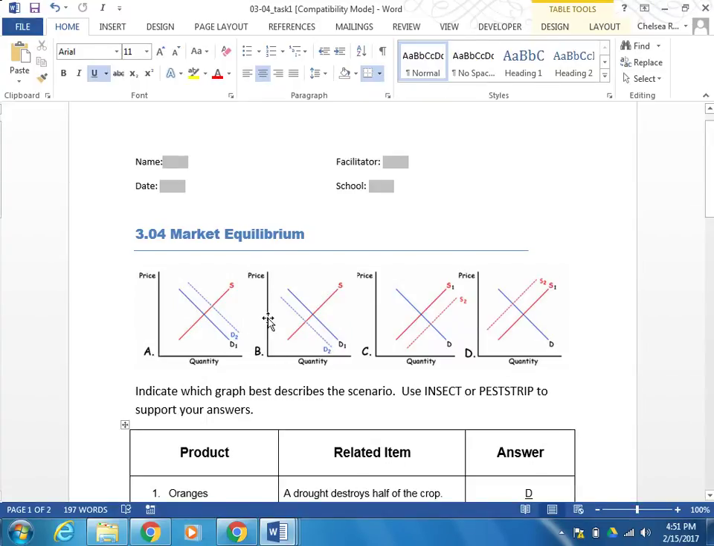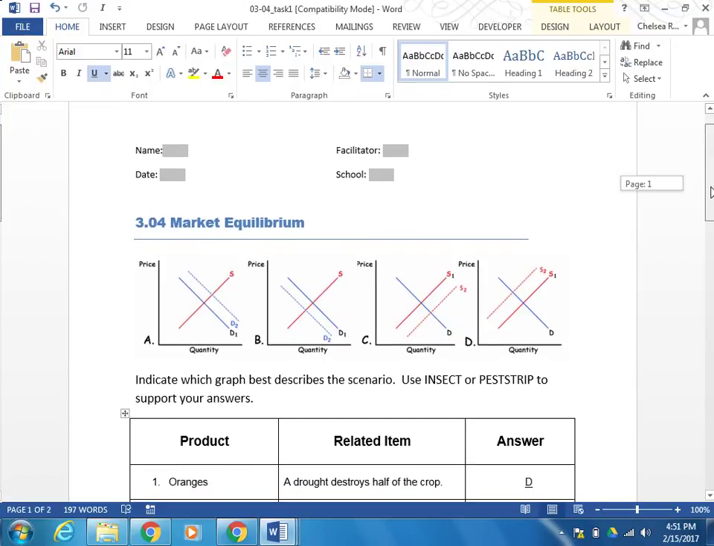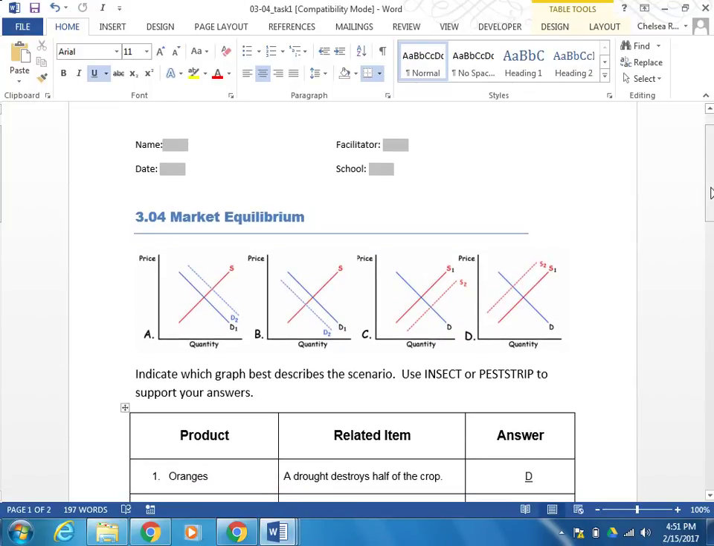T-bone steaks. Okay, there's a personal income tax rate reduction. So what's going to happen to T-bone steaks? Okay, and that's going to have to do with the person and with demand. It's going to be B, demand's going to decrease because we're not getting back as much on our income taxes. So we're probably not going to go and splurge on the steaks. We're probably going to get something cheap like chicken.